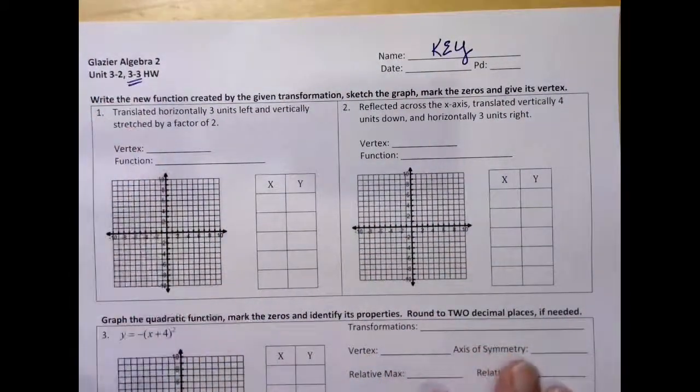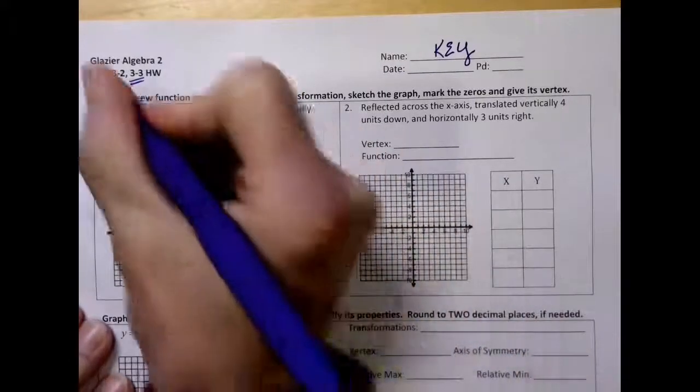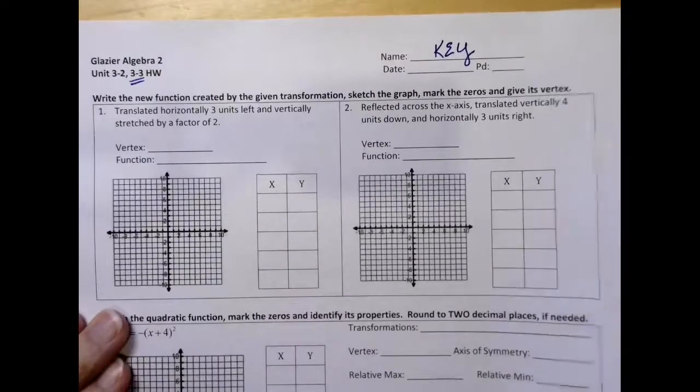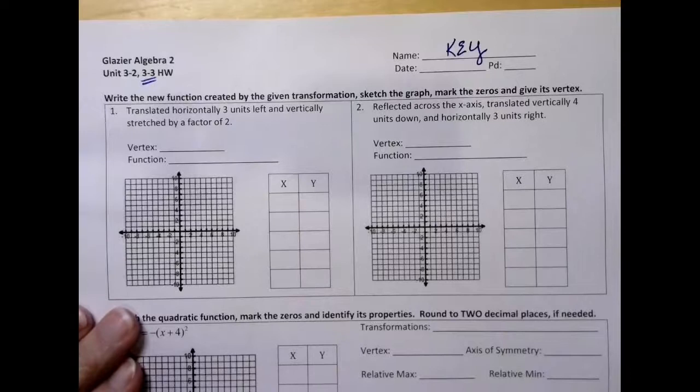We did 3-2 and 3-3 together. 3-2 was graphing and 3-3 was solving. So this will be a good review for you before your quiz.